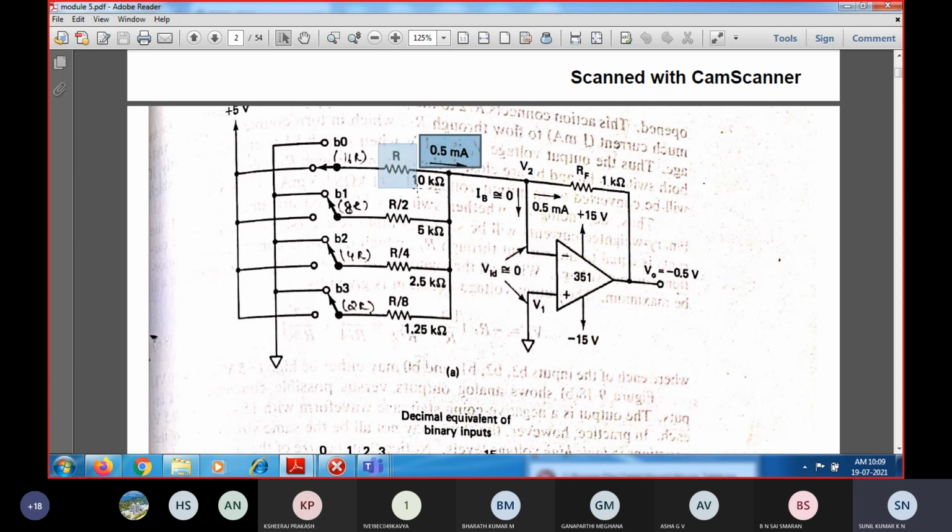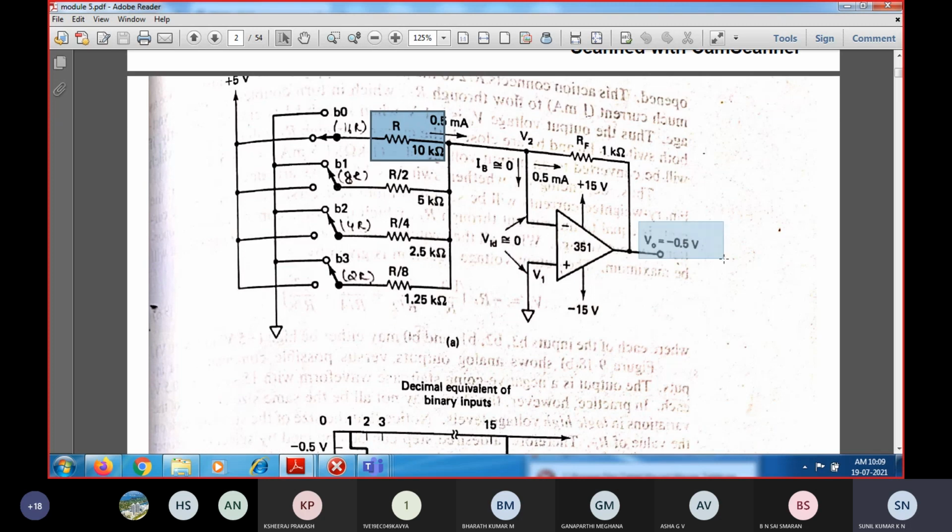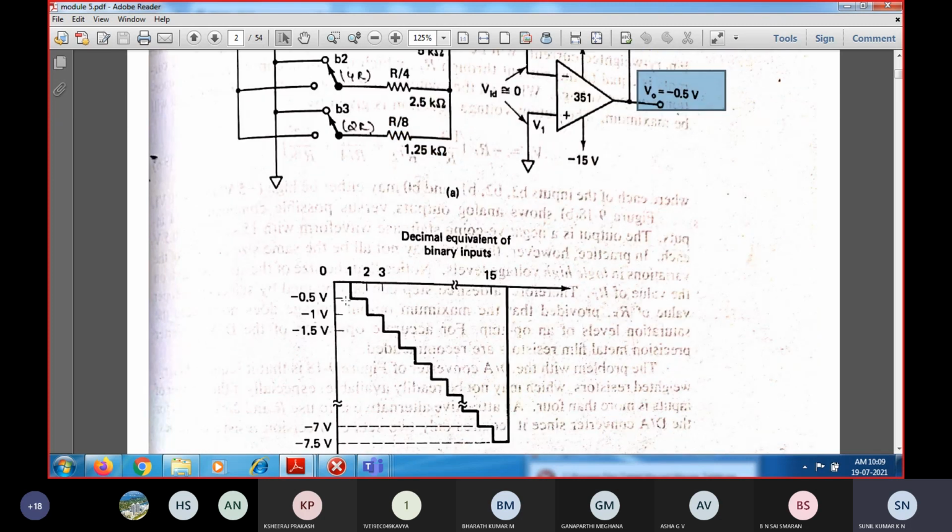Since we have resistance and voltage, current will flow. This current flows through the feedback resistance itself, because the non-inverting terminal is held at ground potential. So node V2 is also virtually at ground. All the current flows through the feedback resistance RF, and hence the output voltage will be minus 0.5. Here RF is 1 kilo ohm and R is 10 kilo ohm, so the output voltage is minus 0.5. This is the voltage for the bit position when B0 is 1.